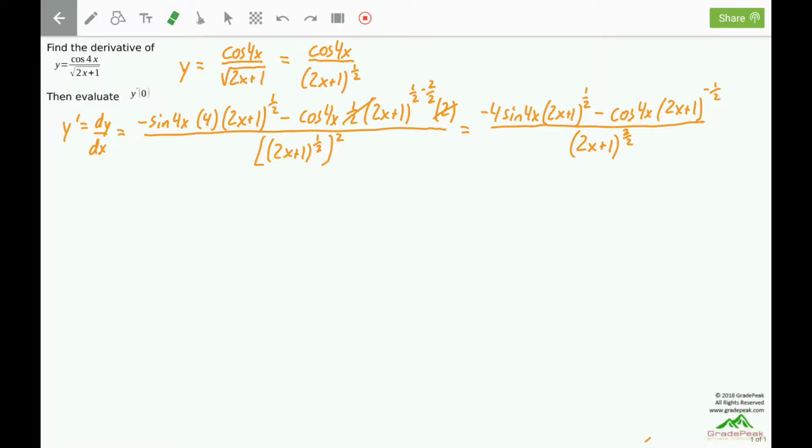1/2 times 2 is 2/2. You multiply exponents when you raise and raise again like that. So 2/2 or just 1 power.